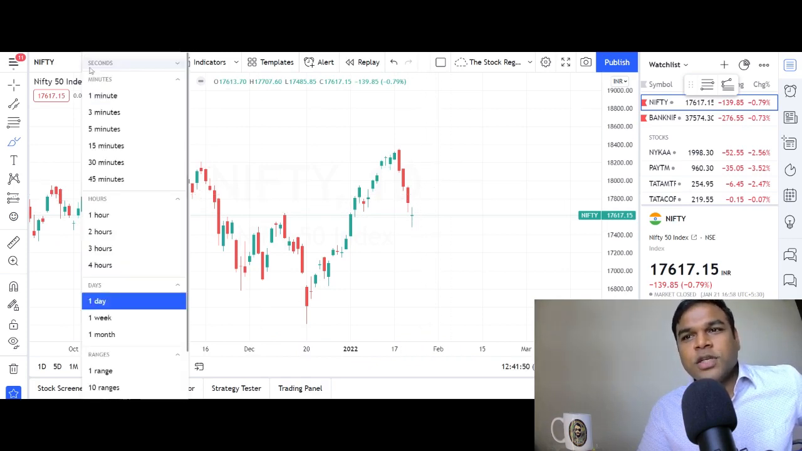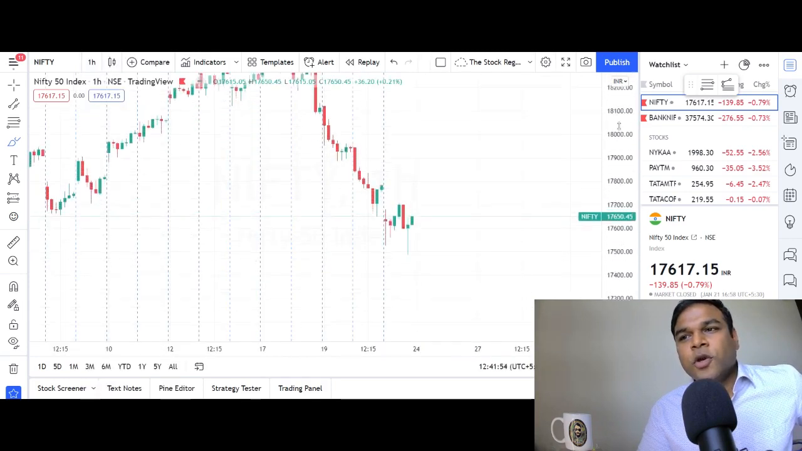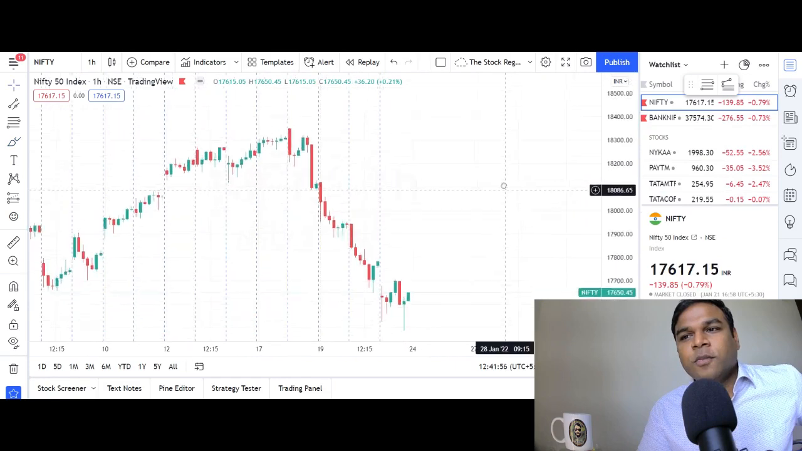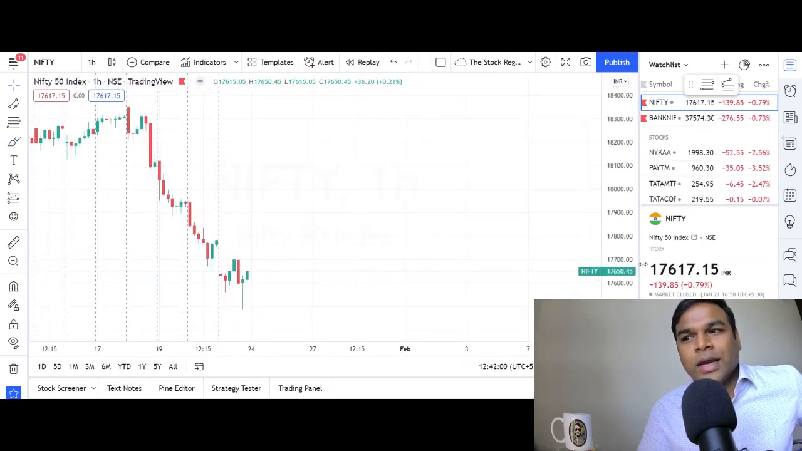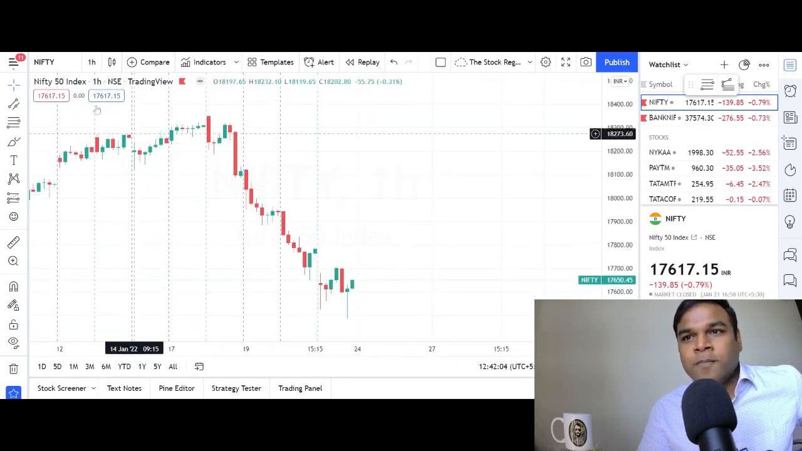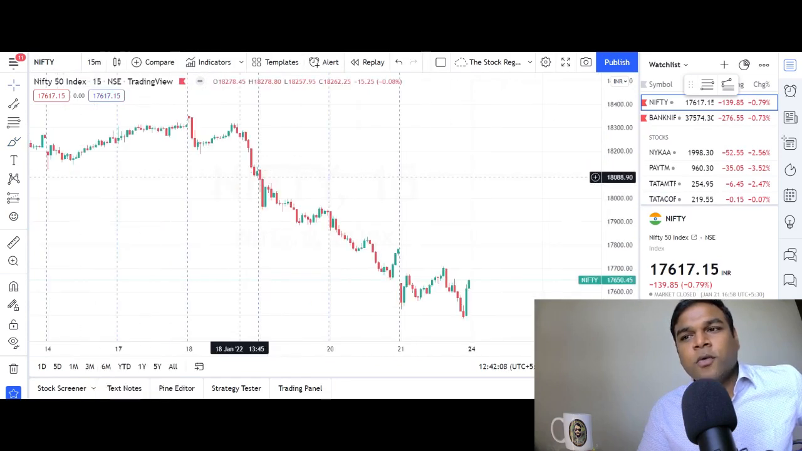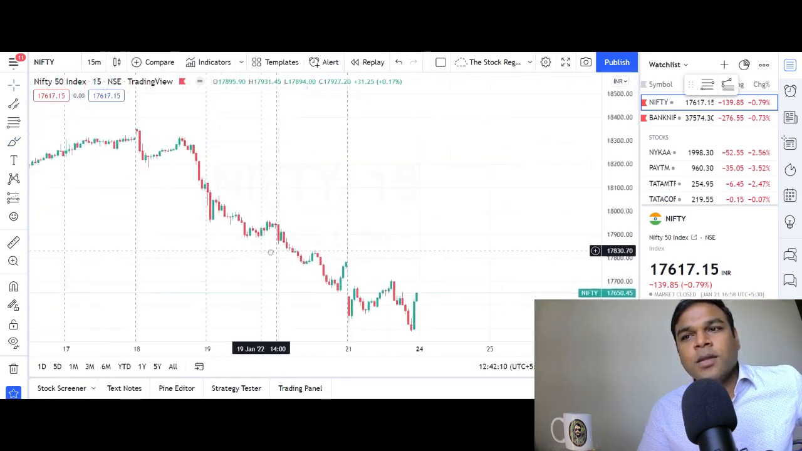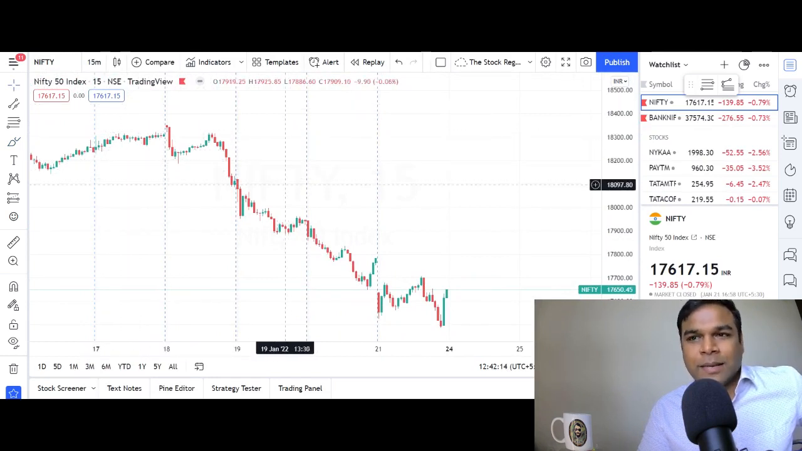If I'm going to change this to an hourly chart, each candle is going to indicate the movement of the price in an entire hour. So one candle would indicate the movement of price in an entire 1 hour. If I'm going to break down this to 15 minutes, it would further come down and show me the bifurcation of the entire day in 15-minute time frames.